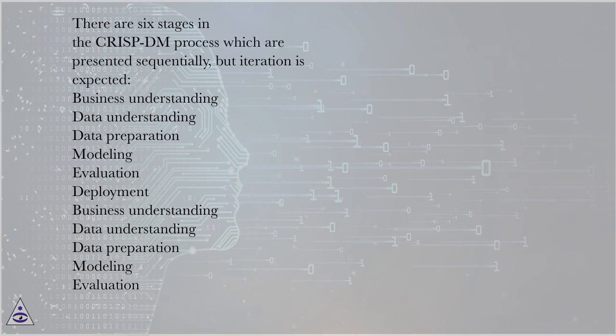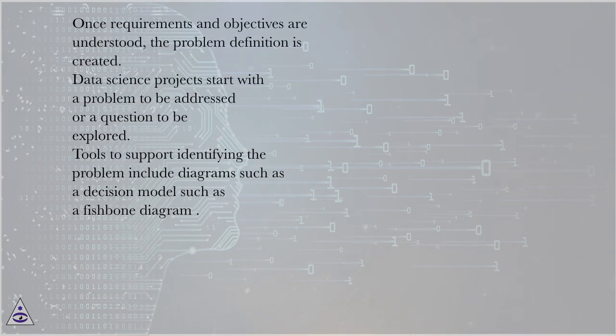The start of the process, business understanding, focuses on the business value of the project. Once requirements and objectives are understood, the problem definition is created. Data science projects start with a problem to be addressed or a question to be explored. Tools to support identifying the problem include diagrams such as a decision model such as a fishbone diagram.